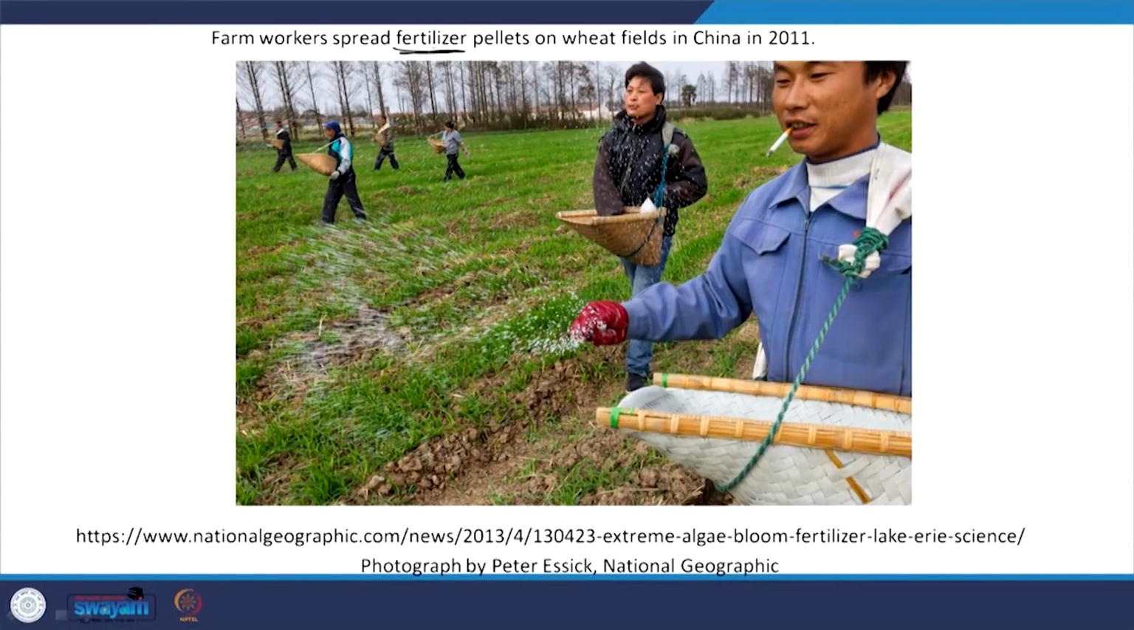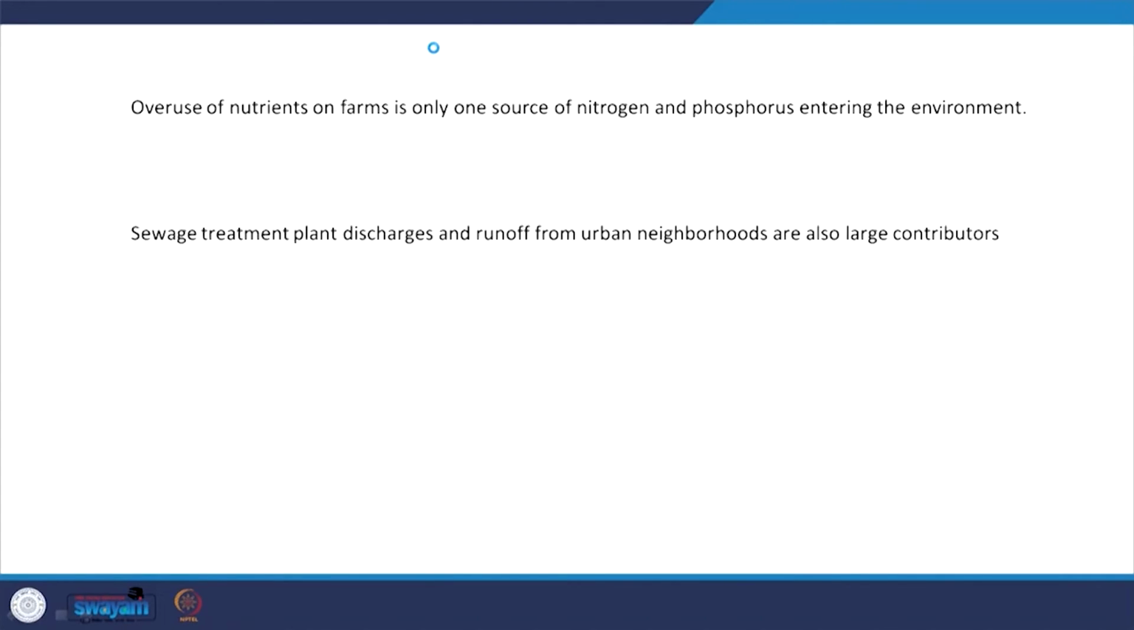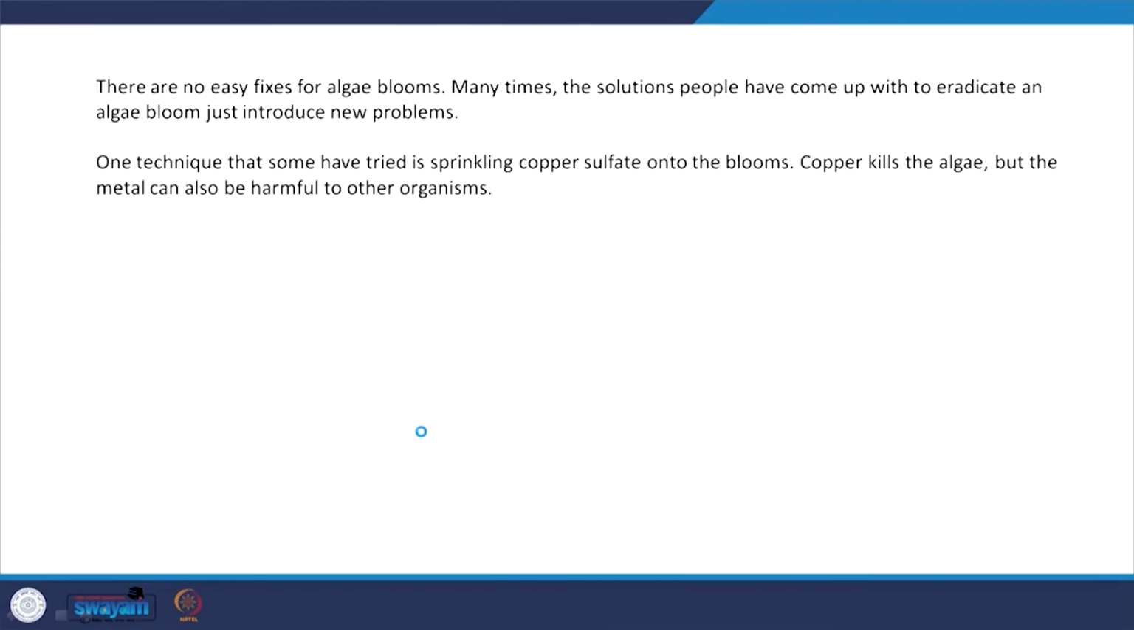One aspect which is remarkably prevalent in India is fertilizers. There is a huge fertilizer lobby, and obviously people push for consumption of fertilizers, and that is what we see out here. And one other aspect is obviously sewage treatment plant discharges and also from septic tanks. Now, that is the reason why we are trying to treat for or remove nitrogen and phosphorus. As I mentioned, there are no easy fixes. Sometimes people try to solve it and exacerbate the problem.